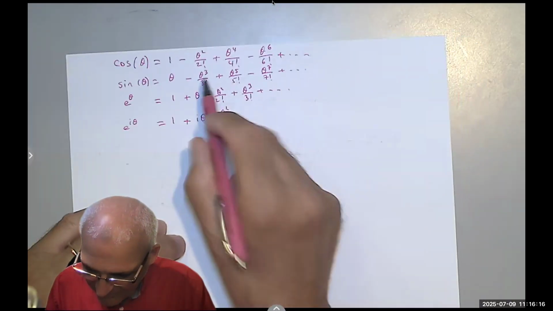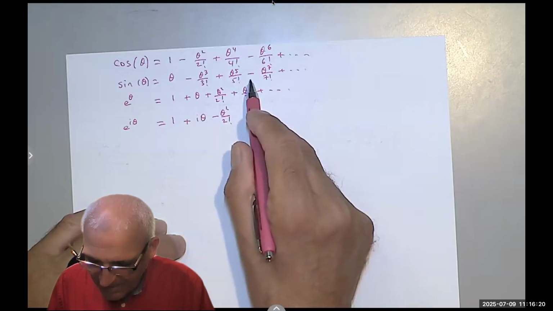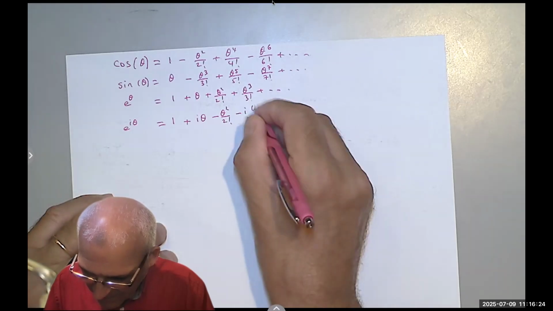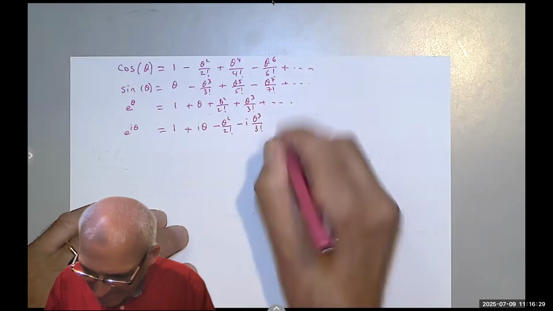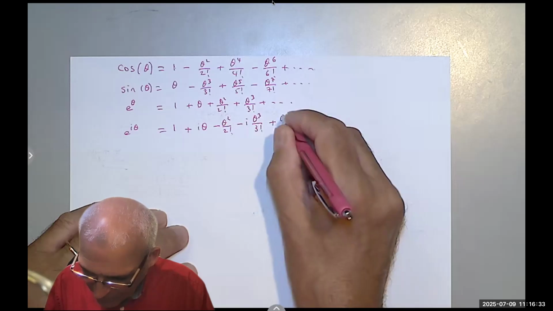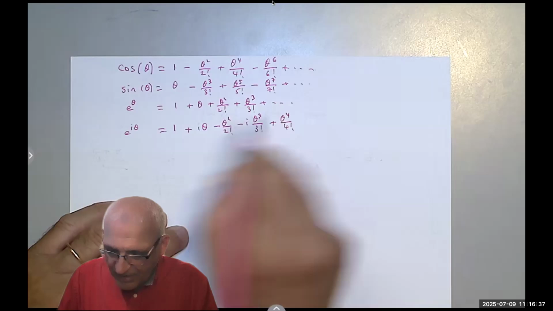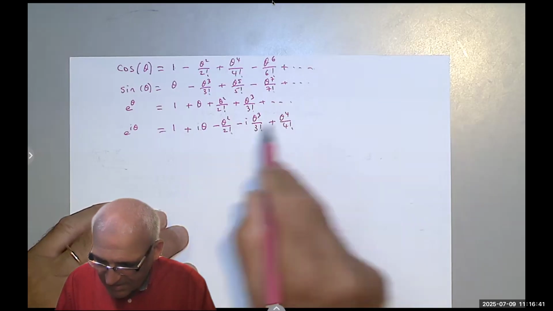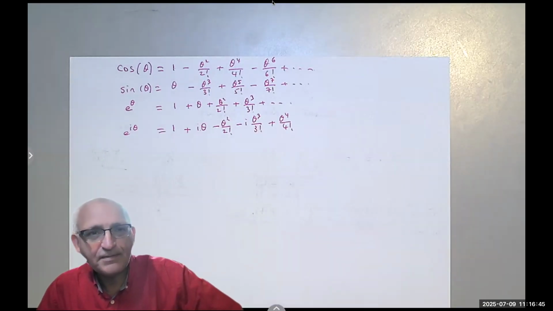And then when I multiply that, i theta cubed, i cubed is negative i, so negative i theta cubed over 3 factorial. And then plus i to the 4th, which is 1, theta to the 4th over 4 factorial, which is this guy. And now I see that the 2nd, the 4th, the 6th, the 8th, all of them would be messed up.